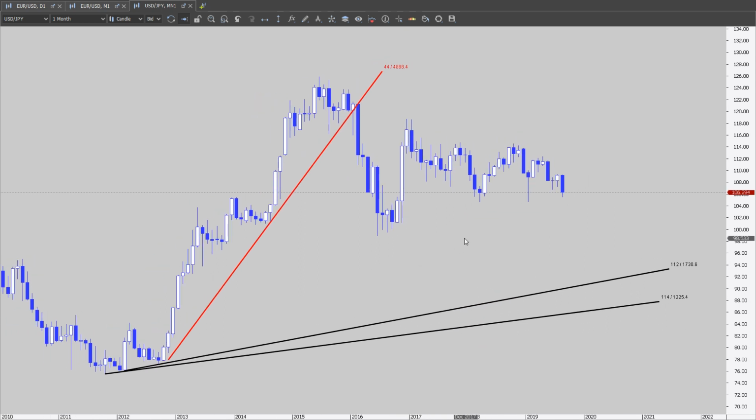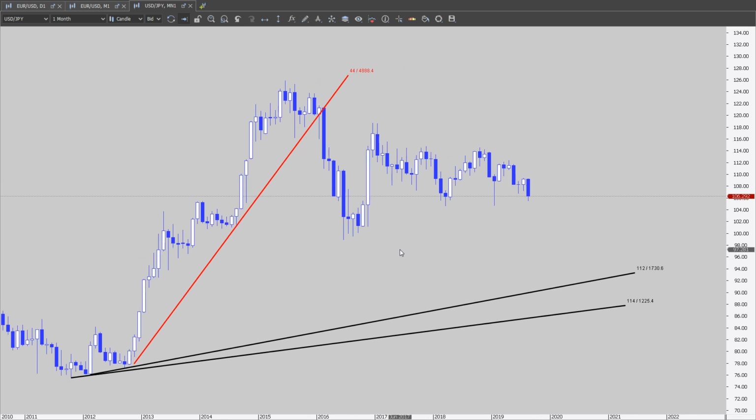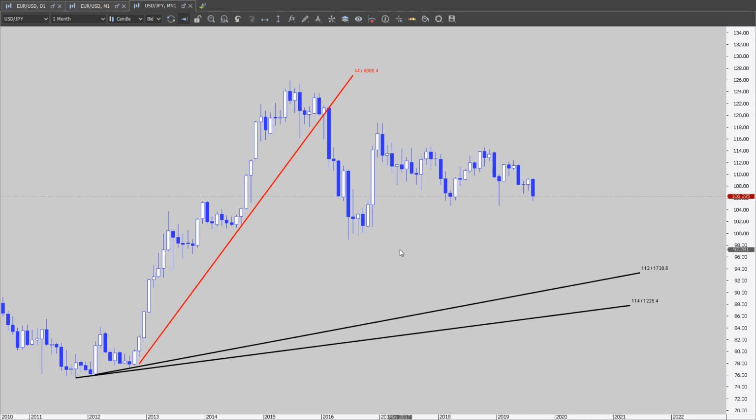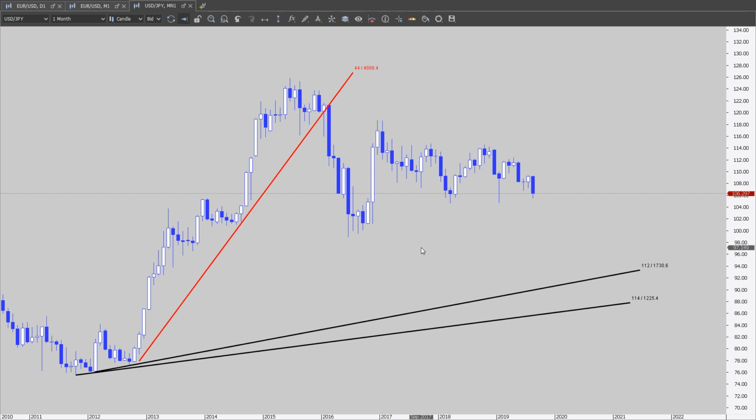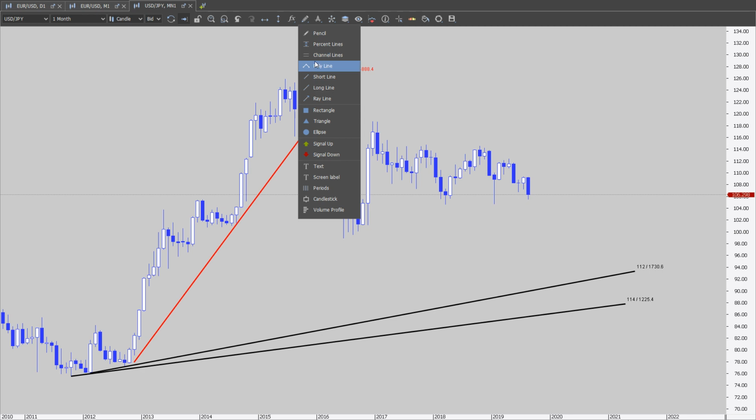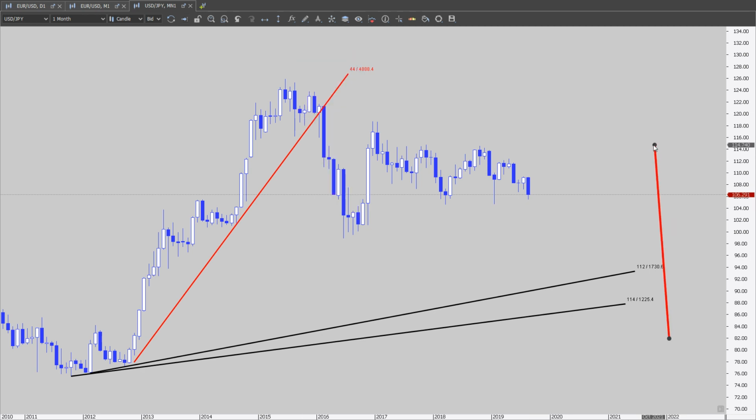So everybody, those are the three trend lines that we have on the USDJPY monthly chart. The market is still up long term because of the long term and medium term uptrend lines, right? The market broke the short term trend line.